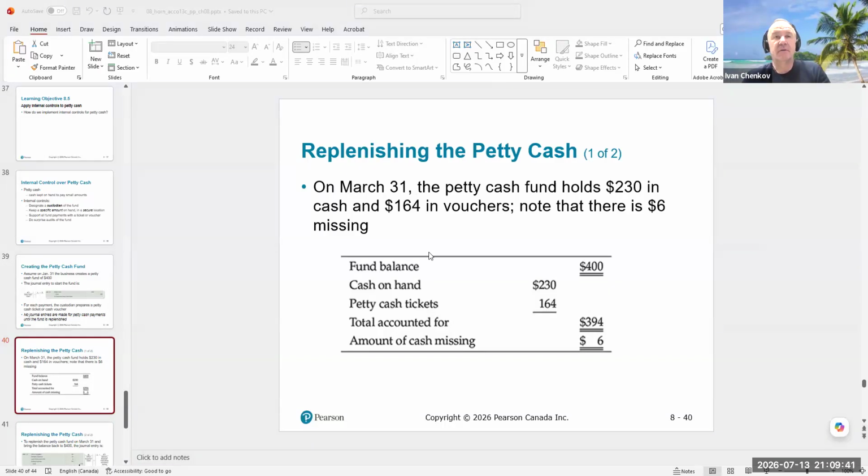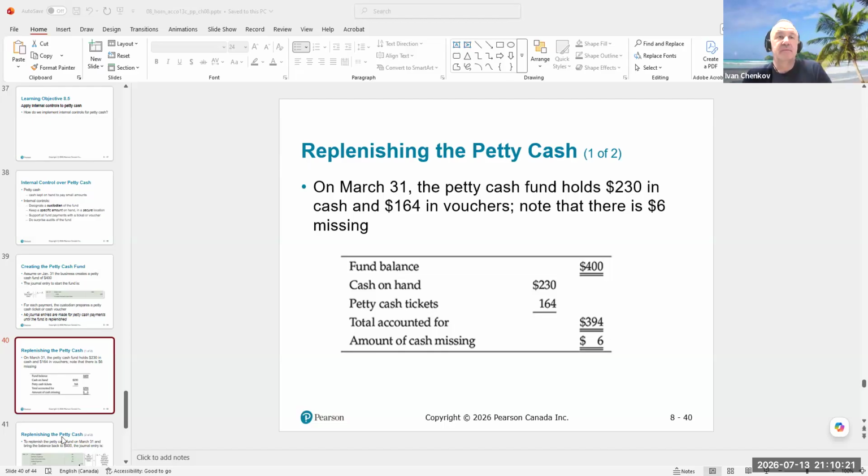Out of the 170, for 164 he has petty cash tickets, vouchers, anything like that. Once he combines the vouchers and the funds on hand, we end up with $394. For $6, the person doesn't have any documents. So that means $6 has been spent, but nobody knows for what. In that case, we're going to say, okay, it's missing.